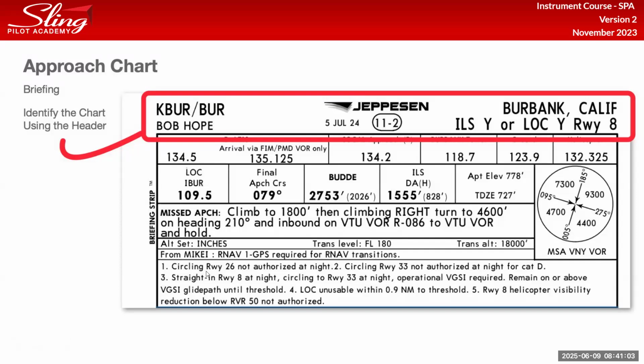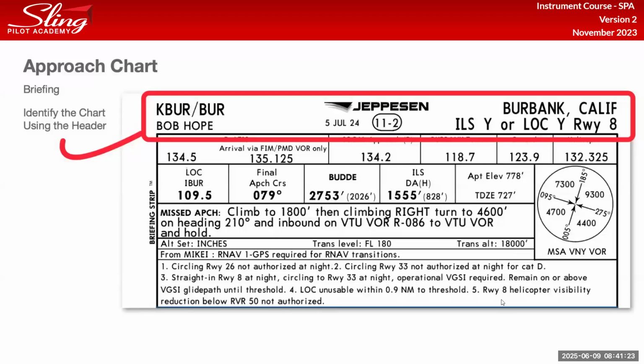Notes, right? Only read what's important. We're not flying this at night. Localizer not usable within 0.9 nautical miles of the threshold. That's an important one for us to note, right? Runway helicopter, we're not a helicopter.